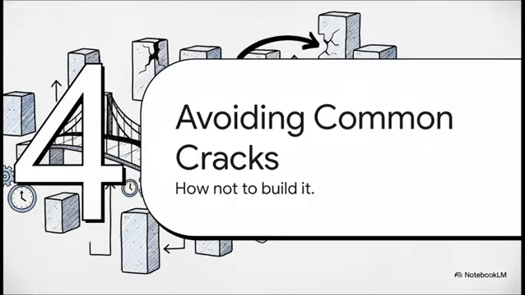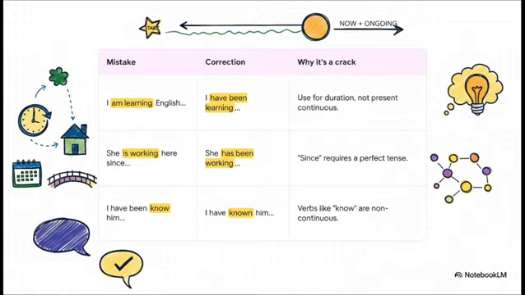Every good builder knows that a quality check is absolutely crucial. So now that we know how to build, let's look at a few common mistakes, or cracks in the foundation, to make sure our language bridge is always super strong and stable. So let's check out a few common trip-ups. If you see words that show duration, like for 2 years or since 2020, that is a huge clue that you need a perfect tense, not the simple present continuous. Also, and this is a big one, remember that some verbs describe states, not actions, like know, love, understand. We call these non-continuous verbs, and they generally don't get the ing treatment in this tense.